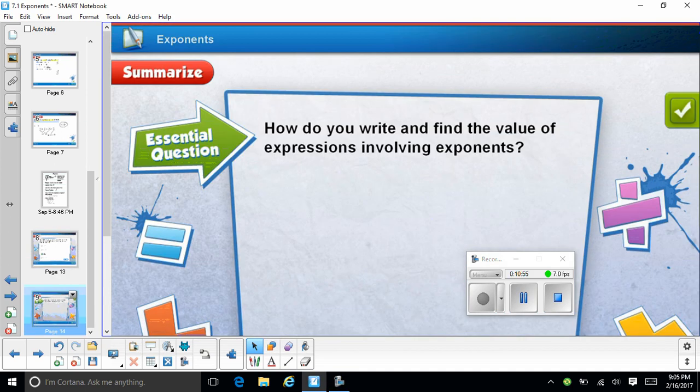All right, lastly, our essential question. How do you write and find the value of expressions involving exponents? We discussed various methods on how to approach this and different types of questions you'll find. In your own words, I want you to summarize how you would approach this type of problem.